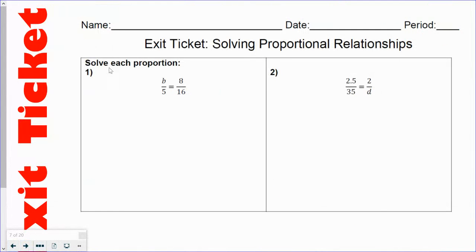All right, so here is the exit ticket. Solve each proportion, and yes, you should be checking your work, either whether you're checking the proportions are equal or using it for your checking of one-step equations.